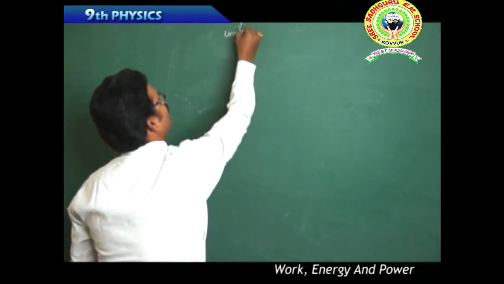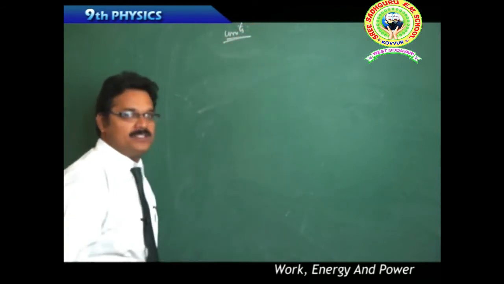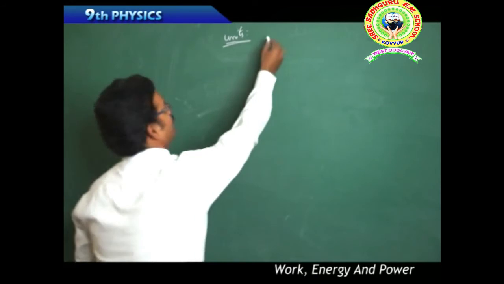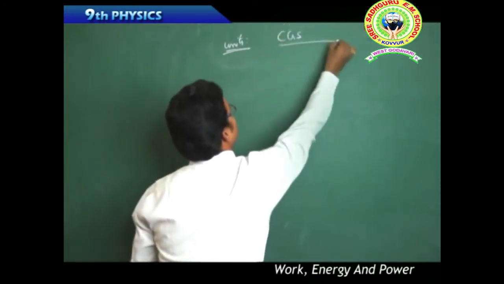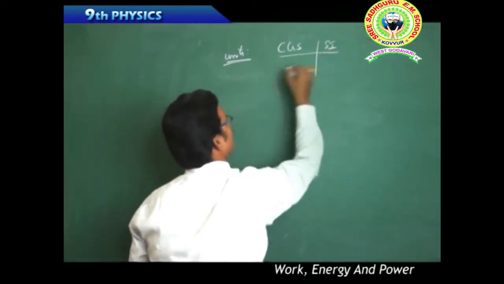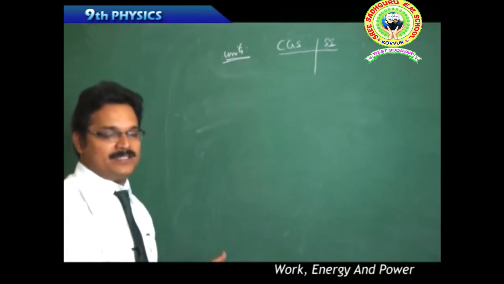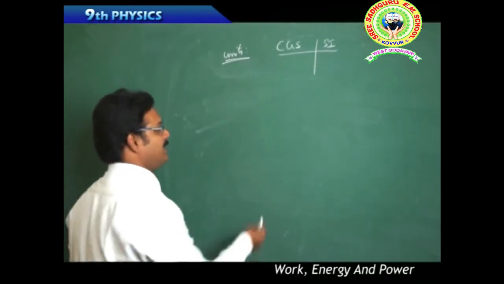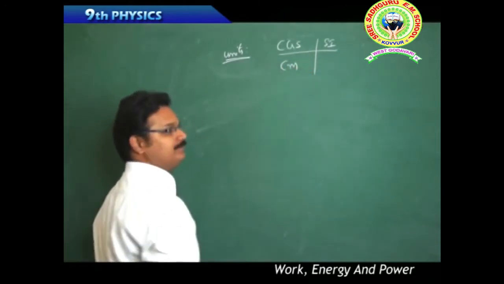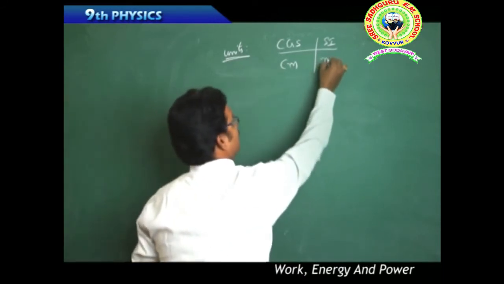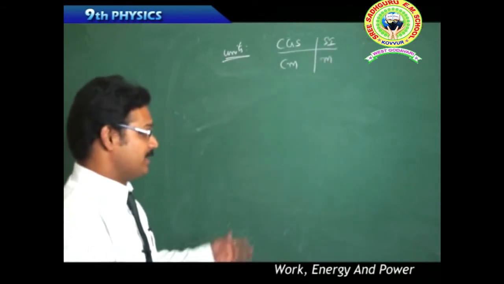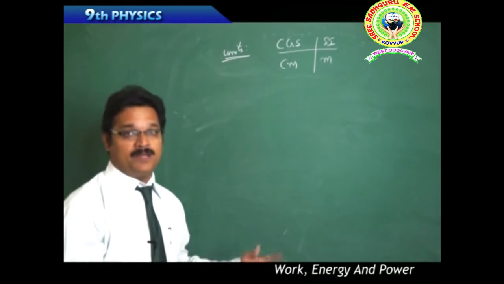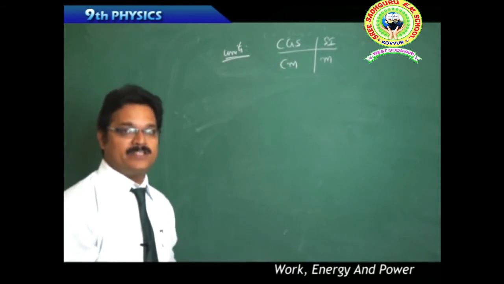Now, units of distance and displacement. You can take two units, CGS and SI. In CGS, for distance or displacement, the unit is the same, it is centimeter. For SI, it is meter. Generally, we use meters in all types of physics numericals and calculations.